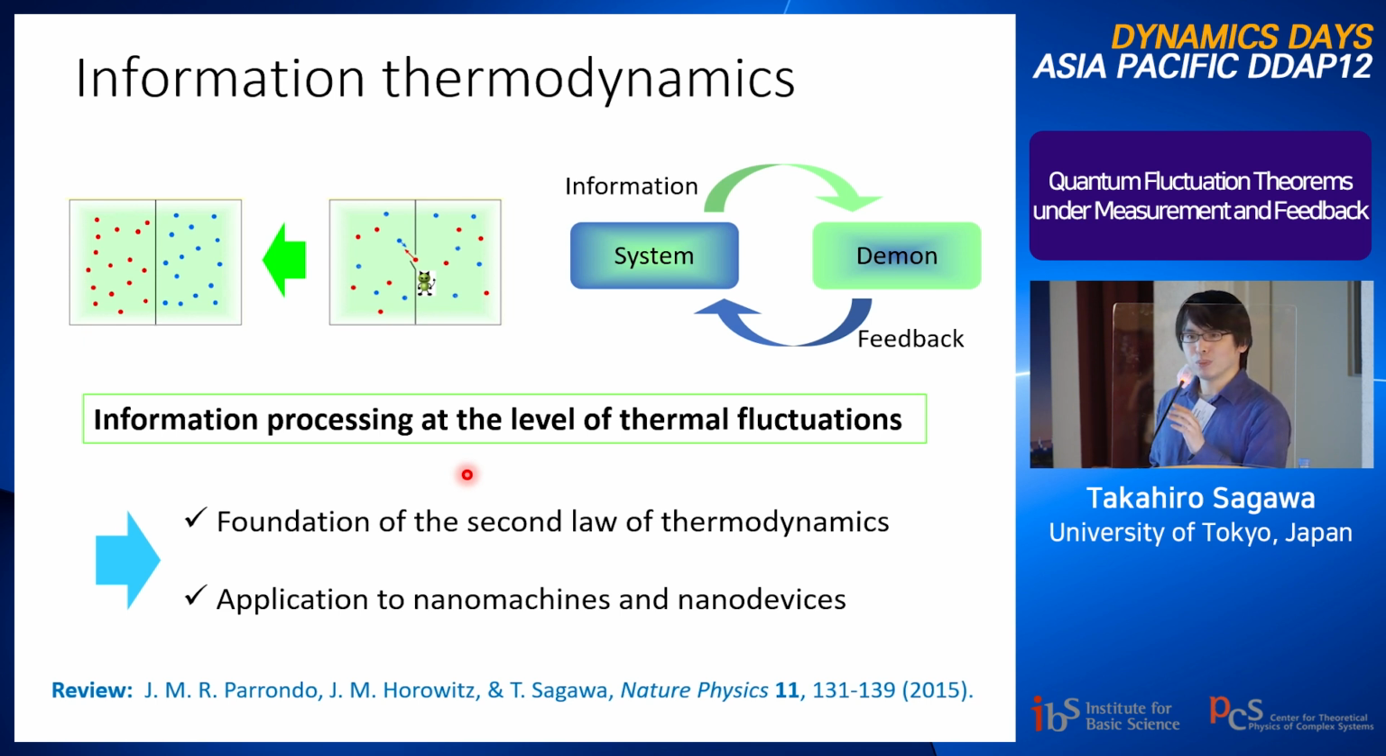But from the modern point of view, Maxwell's demon can be regarded as a kind of feedback controller about the thermodynamic system that performs a measurement and feedback at the level of thermal fluctuations. By doing so, the second law of thermodynamics is apparently modified by incorporating information terms. So we can understand some fundamental aspects of the second law of thermodynamics, and maybe we can apply thermodynamics of information to nanomachines and nanodevices, both artificial and biological.